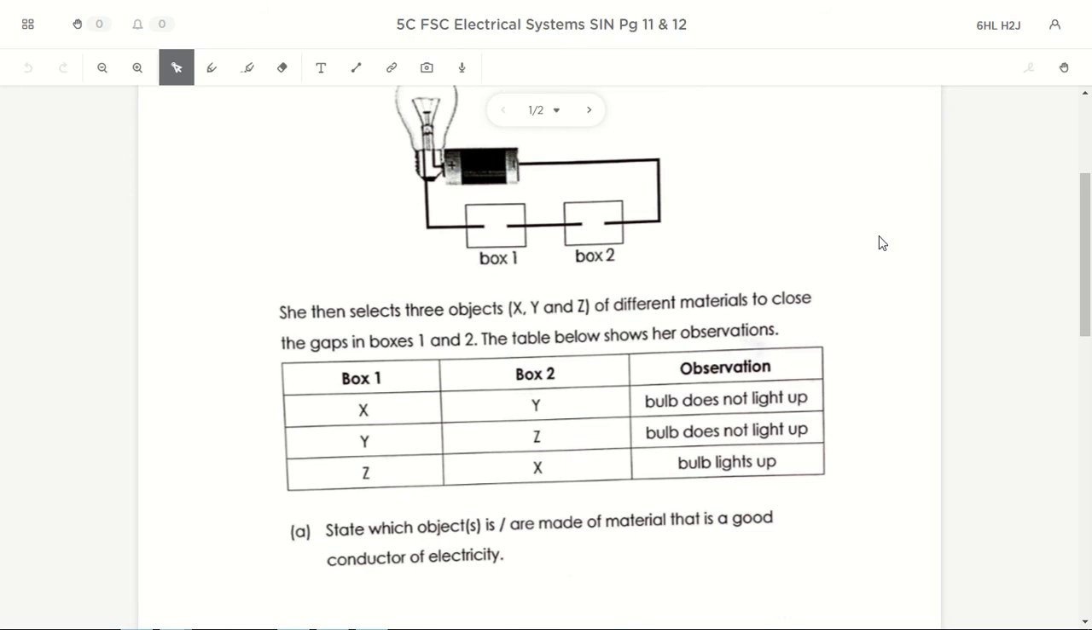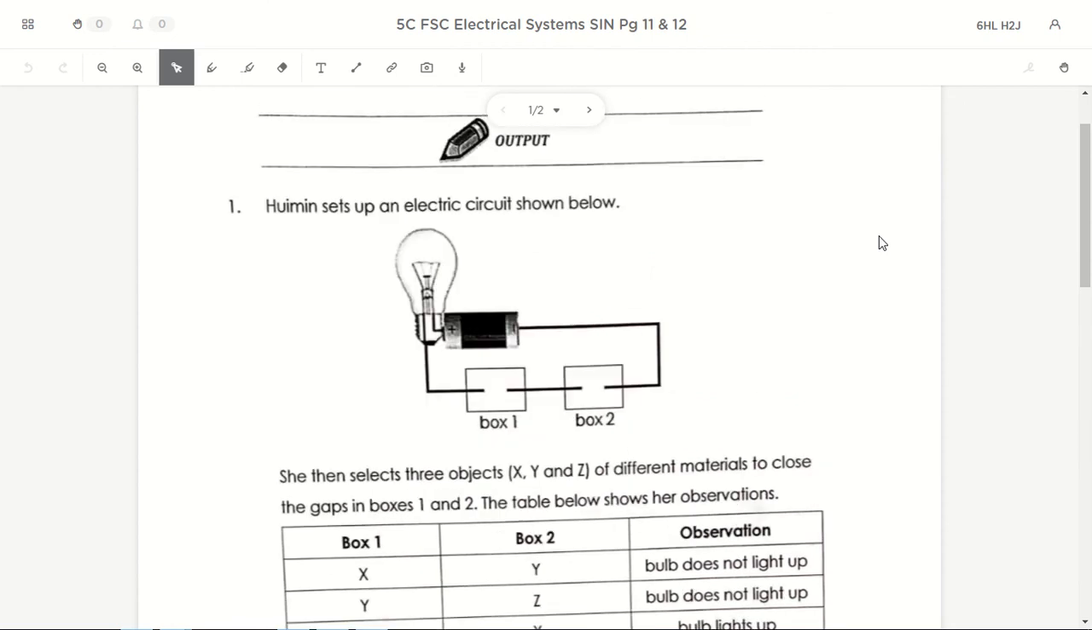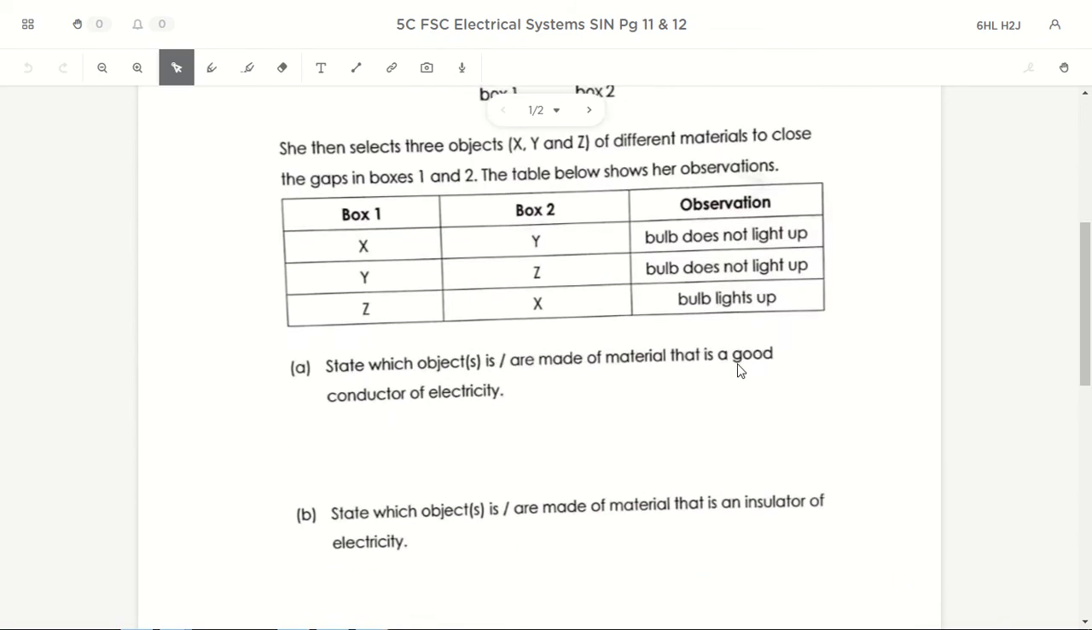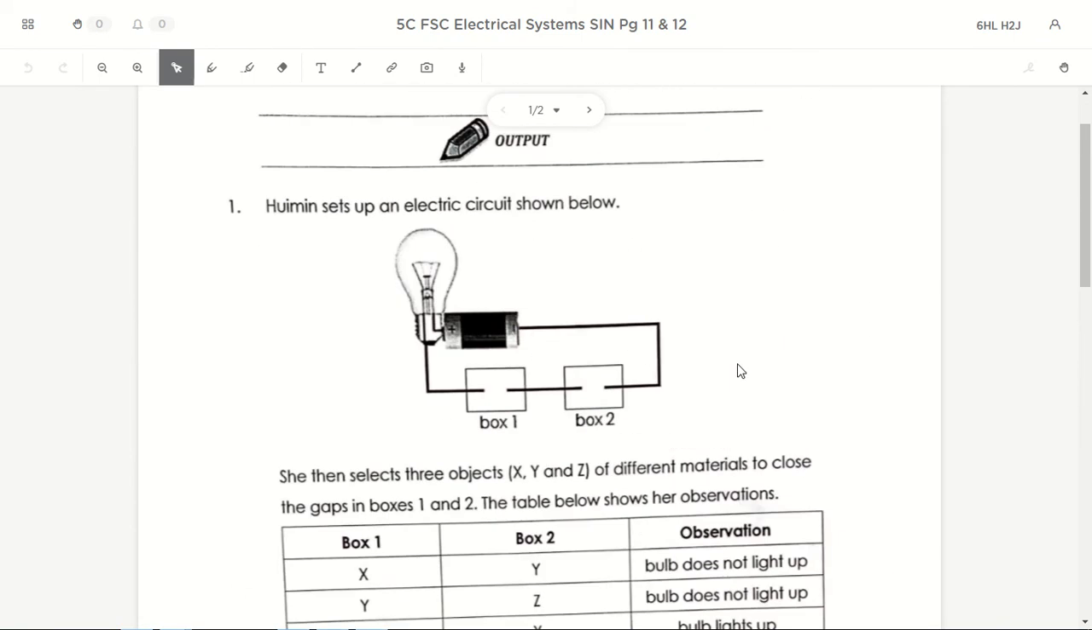Okay, so today I'll be going through with you page 11 and 12 of your electrical systems SIN. I'll be doing it with you. So as you watch the video, please write down the answers together with me, including the notes as well. There's only two pages here, but just one question. So let's start the ball rolling.